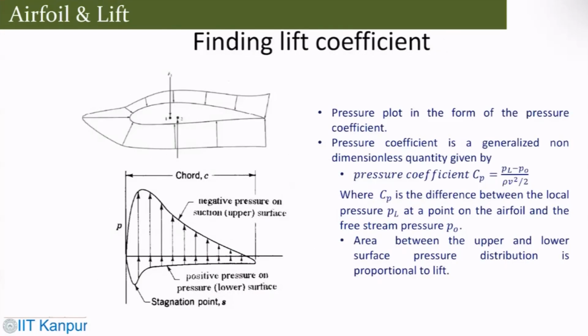So how would one find the lift coefficient? You get the pressure distribution over this airfoil surface along the chord. The pressure coefficient would be (P local minus P naught) divided by rho V squared by 2. Cp is based on the difference between the local pressure on the lower and upper surfaces. The area between the upper and lower surface distribution is proportional to the lift. And once you find the lift, then you can find the lift coefficient.